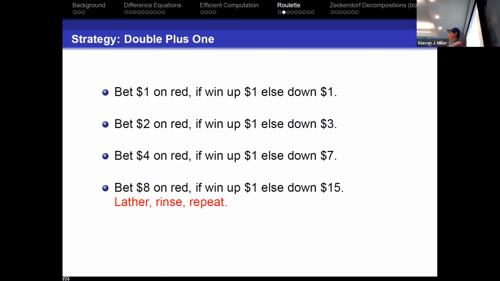Eventually you win $1. And you repeat this and you win another $1. And if this is too slow for you, just multiply everything by 1,000 or 100,000. What is wrong with this idea?